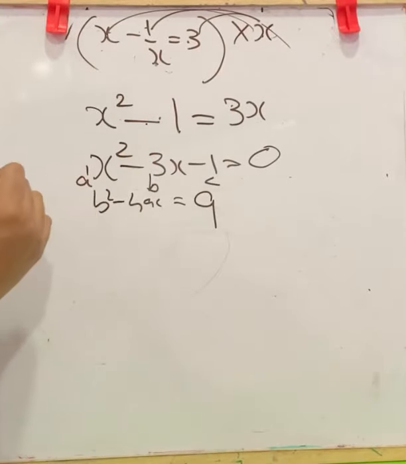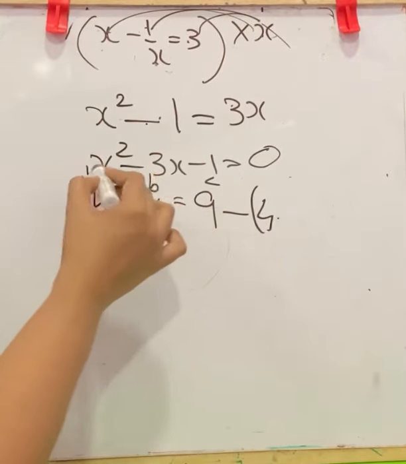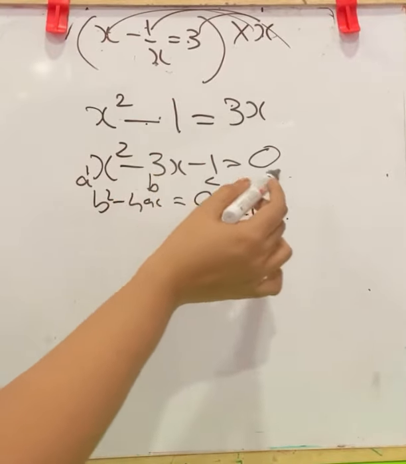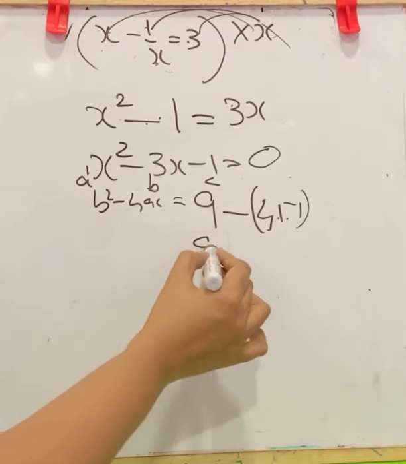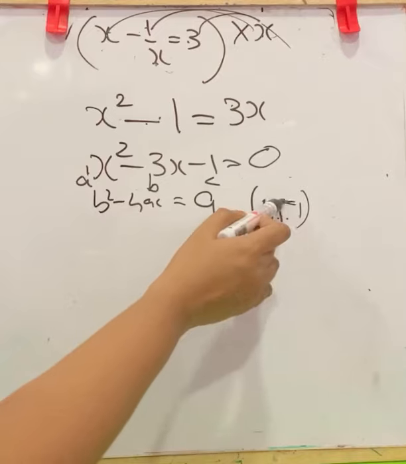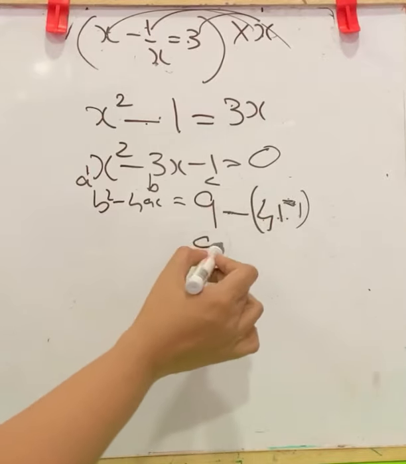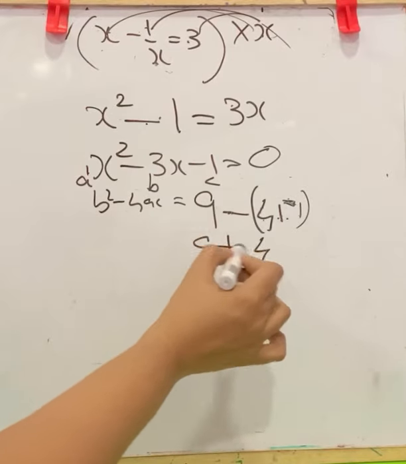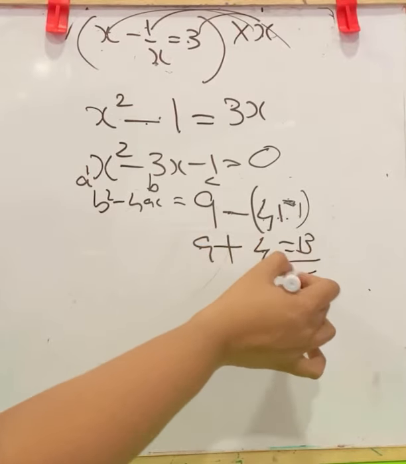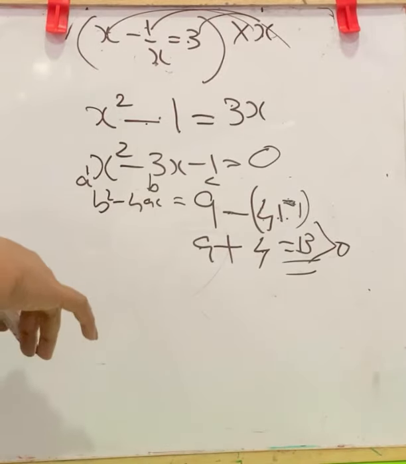So b square is 9 minus 4 into a is 1 into c is negative 1. So 9, 4 ones are 4, again 4 ones are 4. But here there is a negative, so there will be a negative and negative. These two negatives become positive 4. 9 plus 4 is 13. b square minus 4ac is 13. That is greater than 0. So you can apply the formula.